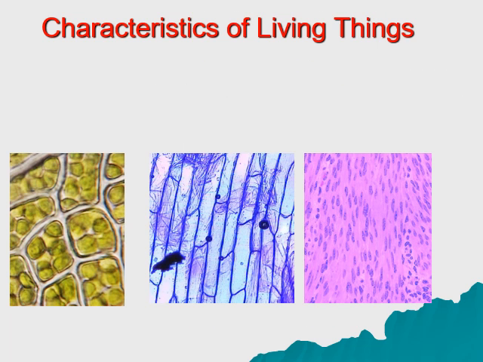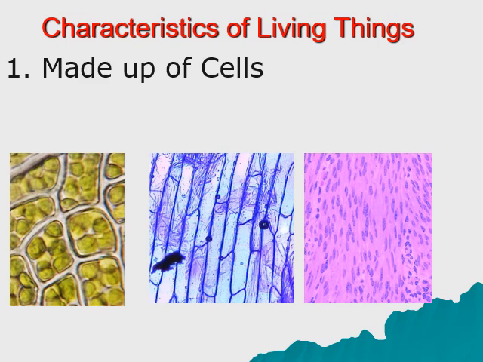So if we look at the characteristics of living things, one of the things we notice about them is that they're made up of cells. Now, it can be made up of one cell, so something like an amoeba or a protozoa that's made of one cell, or it can be made up of a number of cells. All right, so we're made up of cells.